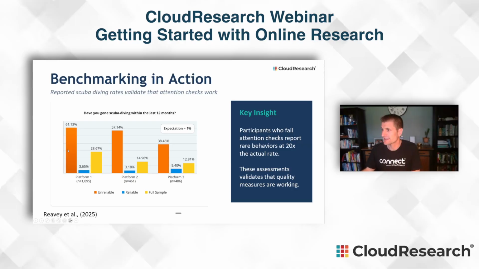And what you can see is that among people who fail those yay-saying questions, they say yes to this question at a rate that's almost 20 times higher than people who pass or say no to those yay-saying questions. If you weren't measuring data quality overall in the sample, you can see the full sample. It would make it look like these rare behaviors are much more common than they really are.